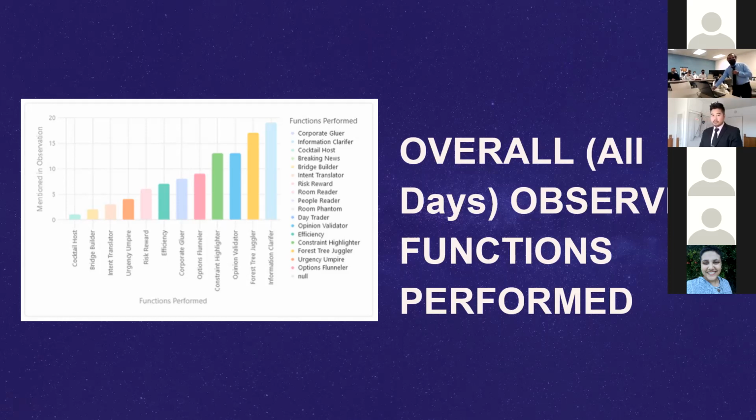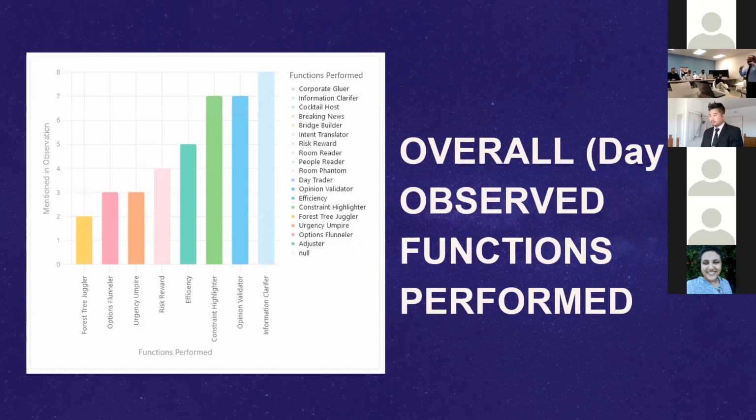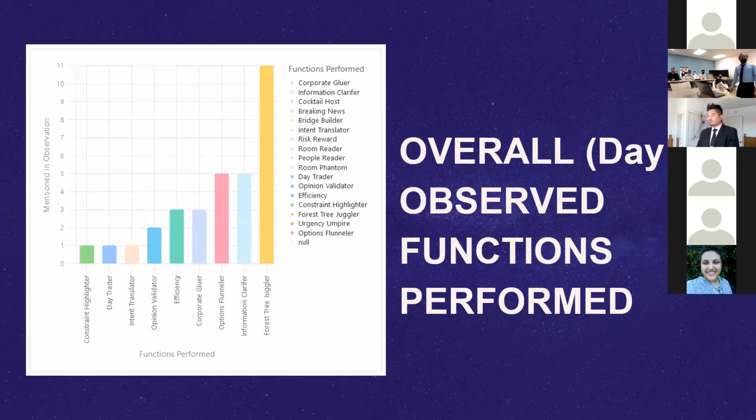And then we have an in-depth analysis of each day and how many functions happen per day. So I'll show the difference between 2 days at least. On day 1, we can see that information clarifier was the most, followed by opinion validator and then constraint highlighter. And then we'll skip over to day 3, where forest tree jungler had the most, followed by information clarifier and then options final. I'm not going to go over all of them because there's a lot, but this gives you an idea of how different the data is throughout the days.